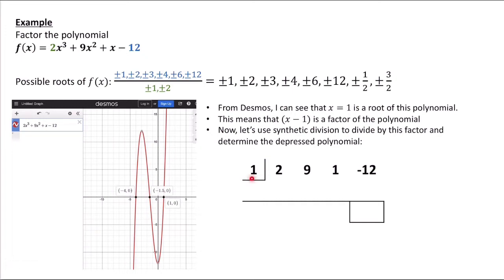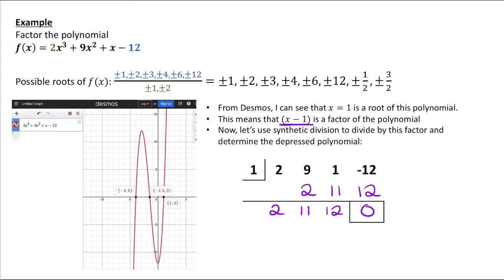So what I would do is I would put 1 here, and then I'm going to do my synthetic substitution, right? Because that's going to show me that this is a root. So for example, I bring down my 2, okay? 1 times 2 is 2. 9 plus 2 is 11. 11 times 1 is 11. 11 plus 1 is 12. 12 times 1 is 12, and -12 plus 12 is 0. Okay, so we expected that 0 because we do know that 1 is a root. So that means that x minus 1 is going to be one of the factors of the polynomial.